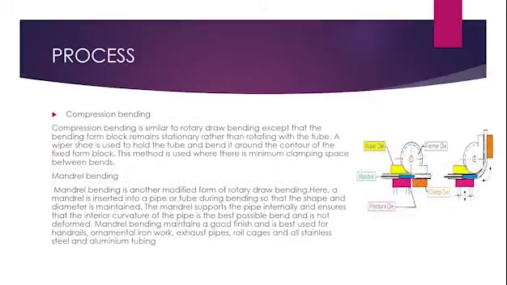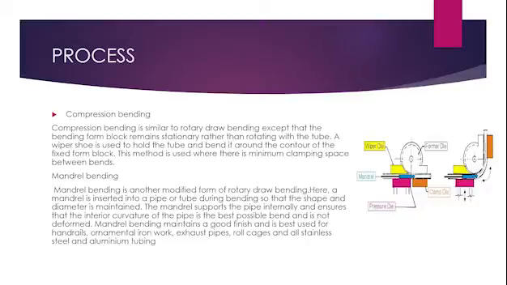The next is compression bending. Compression bending is similar to rotary draw bending, except the bending form block remains stationary, rather than rotating with the tube. A wiper shoe is used to hold the tube and bend it around the contour of the fixed form block. This method is used where there is minimum clamping space between the bends.